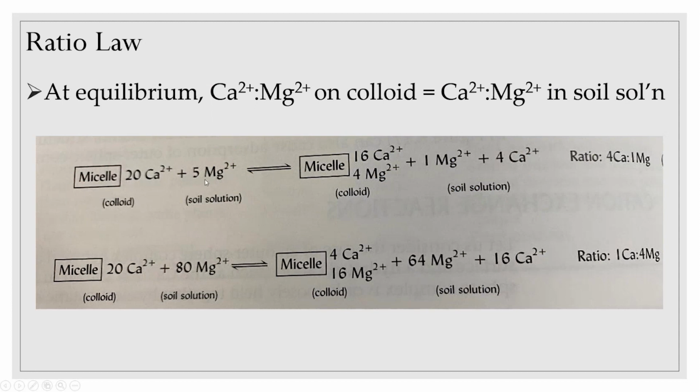We also have this ratio law where it can only be adsorbed in different ratios. Here you can see that we have 20 calciums and 5 magnesiums. And this ratio is actually like a 4 to 1. And notice that this is a ratio of 4 to 1.